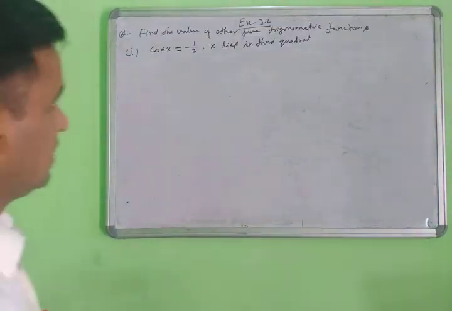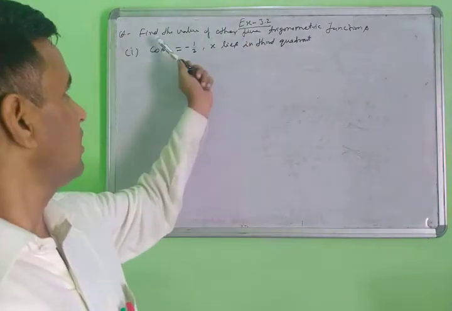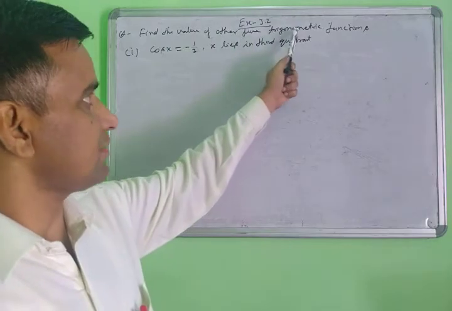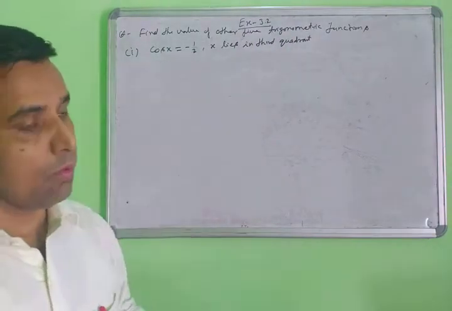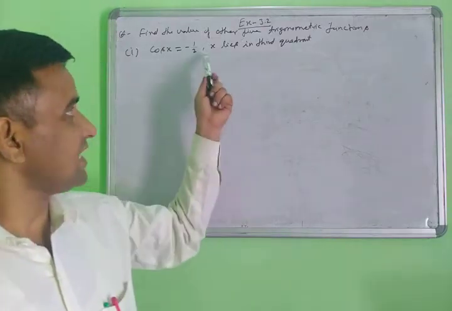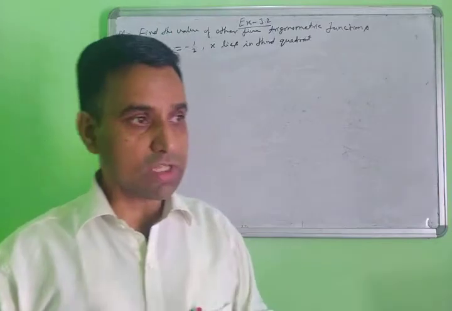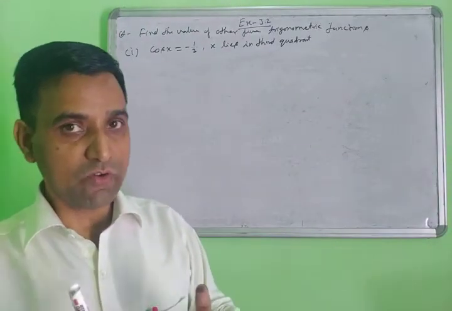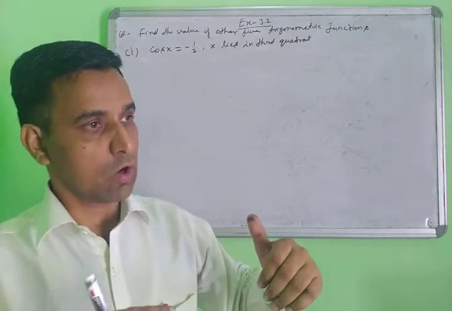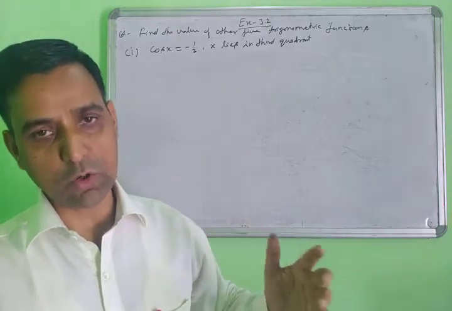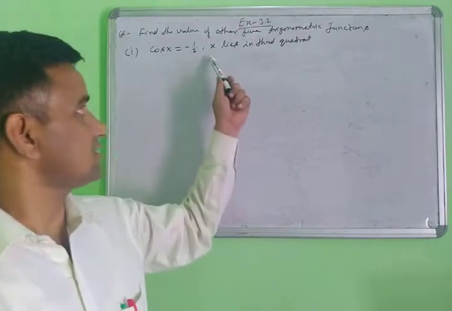Yes, students. Next question, I am taking question number 1 from exercise 3.2. Find the value of the other 5 trigonometrical functions. One function is given: cos x equal to minus 1 by 2, where x lies in the third quadrant. According to these conditions, you will find the other trigonometrical ratios: sin x, cot x, tan x, sec x and cosec x.